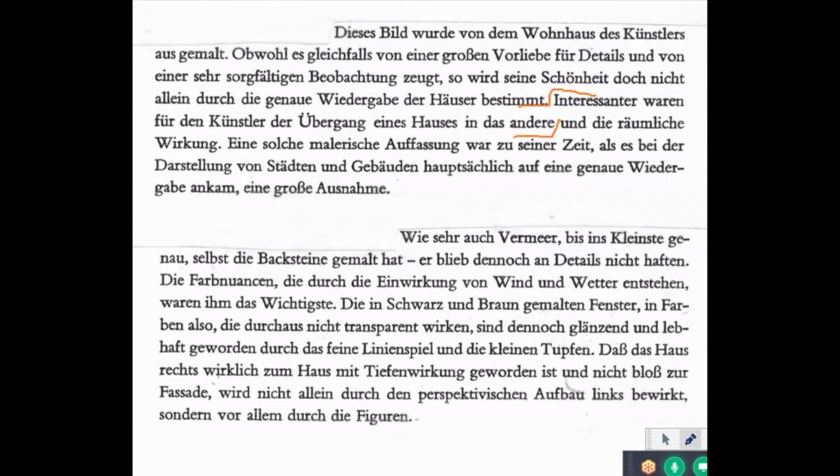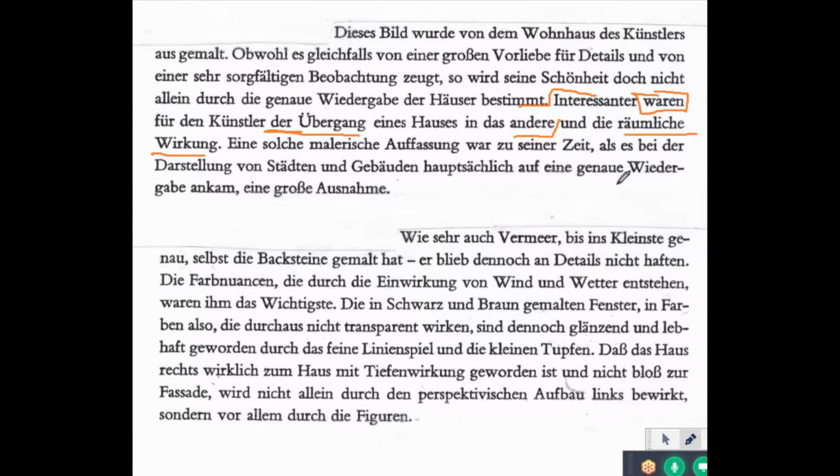And where's the verb in that one, Chad? I think it's just waren. Mm-hmm. And what does that mean? They were. Okay, so we're looking for a plural subject. Where do you find it in the sentence? Okay, well, it's going to be der Übergang, I believe, and die räumliche Wirkung. Yeah, and going on after the und. Und die räumliche Wirkung. Yeah, so the transition and the spatial effect.